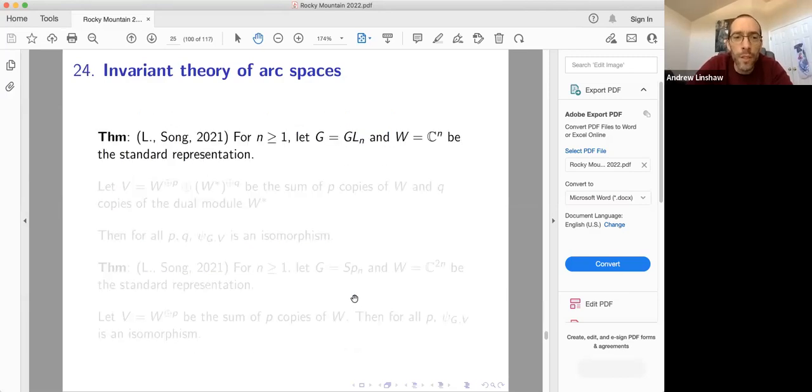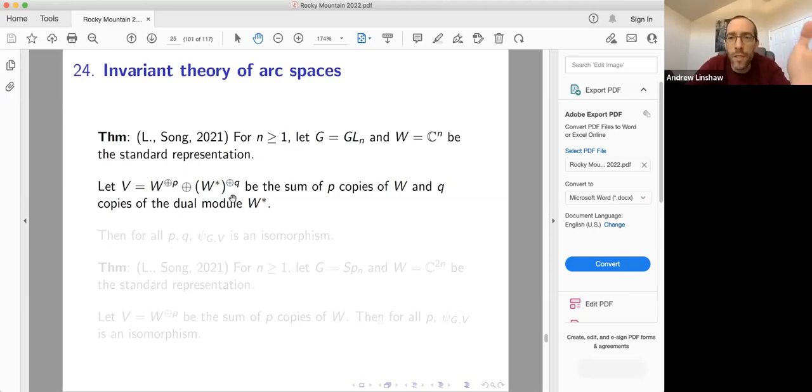But when P and Q are big, then that's not true anymore. There's a few cases that are intermediate where it's a complete intersection, but usually it's neither. So it's not at all clear why such a statement should be true. And so I want to also interpret this as being the analog of the first and second fundamental theorems of invariant theory for GL_N in the arc space setting.